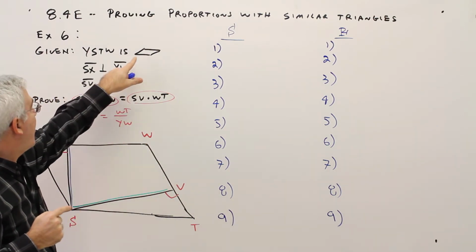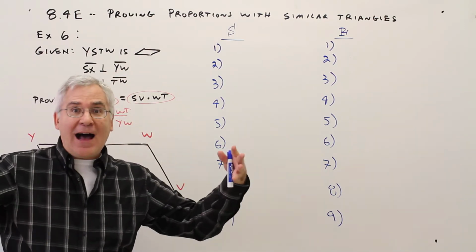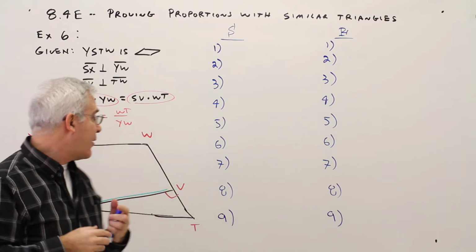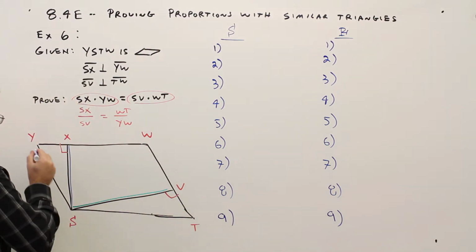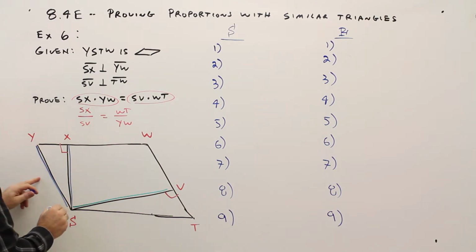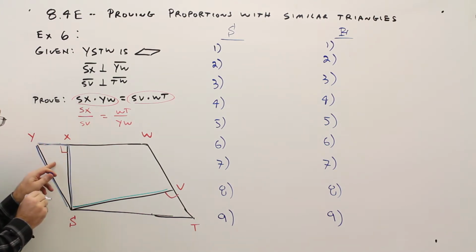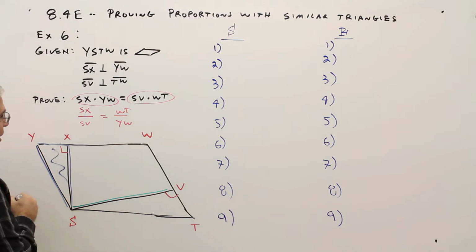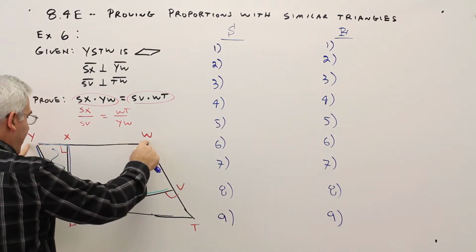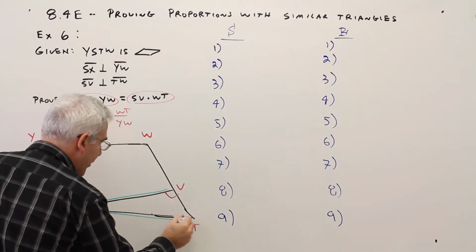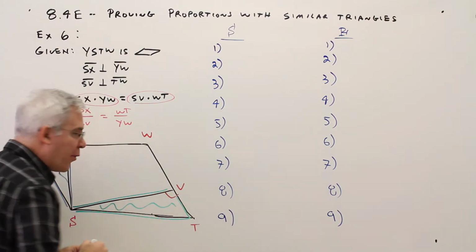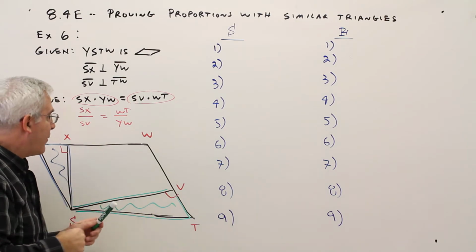Oh, they said we're a parallelogram, so opposite sides of a parallelogram are congruent. So when they really said WT over here, that's the exact same as YS. So I will be looking for this blue triangle here. And when they said YW here, that's the exact same as ST down here. So I'll be looking for those triangles, and I'll be doing some substitution.